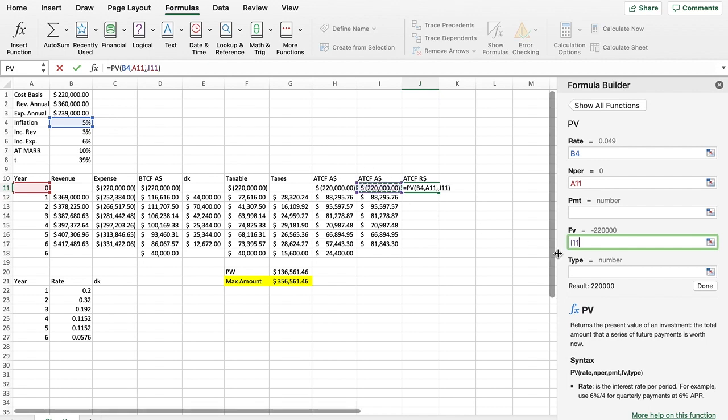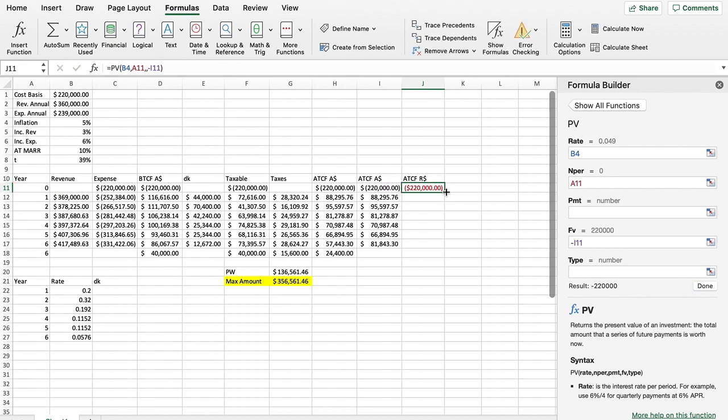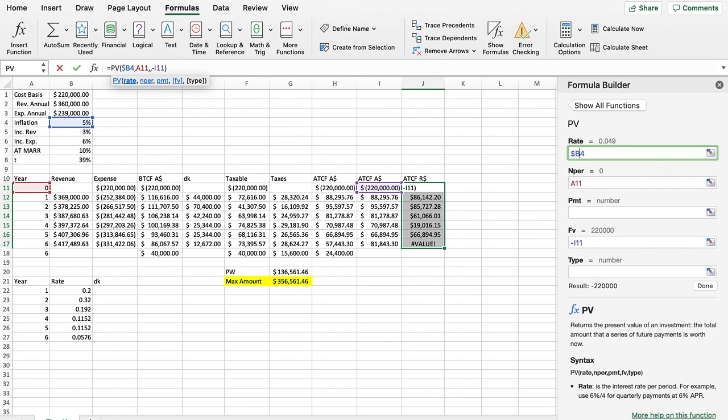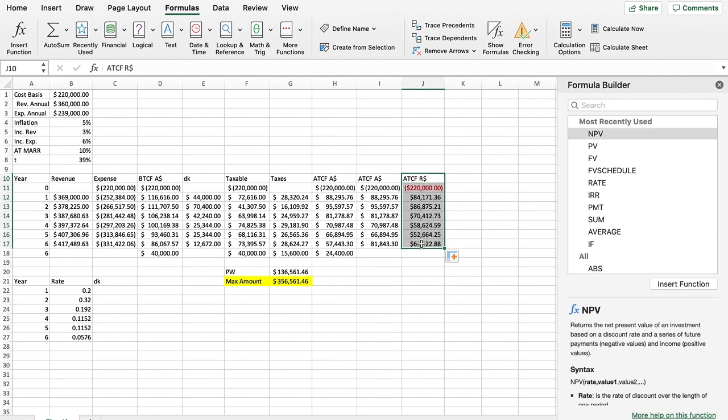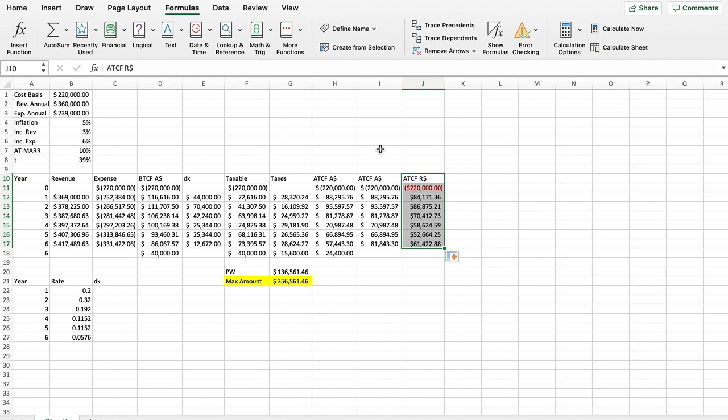this 220 before, which I believe needs to be negative. Done. Should just be able to drag this all the way down. Oh, we have to absolute reference this rate. Now we should be able to redrag this down and get the correct answers. So this would be your after-tax cash flow in real dollars, which is the answer to part B.